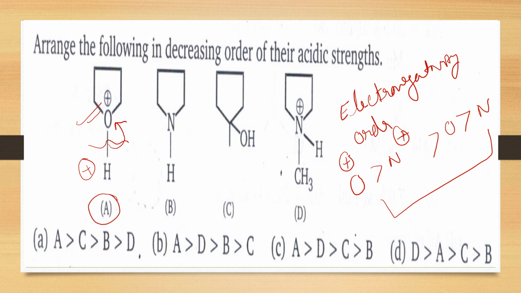Then N positive can easily attract the electrons of the bond between N positive and H, so it will donate the H plus ion. So first is A and second is D. After that, oxygen is more electronegative, so it will accept the electrons more easily and release the H plus ion. So then C. First is A, after that D, after that C, and at last there is B. So the answer will be C. We can solve it according to electronegativity. Let's see another question.